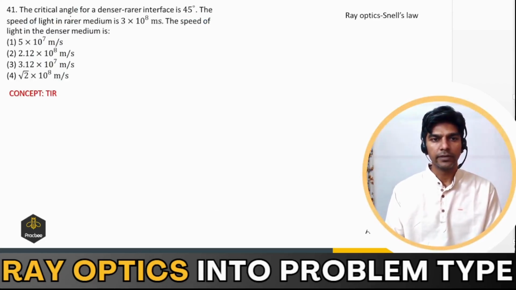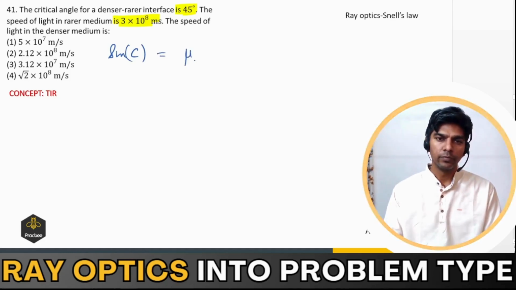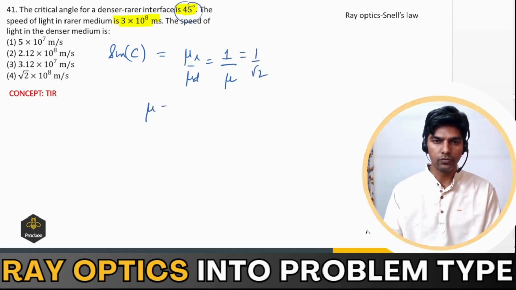Let us see the next question. The critical angle for a denser rarer interface is 45 degrees. The speed of light in the rarer medium is 3 into 10 raised to 8. The speed of light in the denser medium is. So we know that sine of a critical angle will be mu r by mu d, and here the rarer medium is air, so that will be 1, and mu d is mu. The speed of light in the denser medium we have to calculate. So from this, sine 45, critical angle is given as 45, so it will be 1 by root 2, so mu comes out to be root 2.